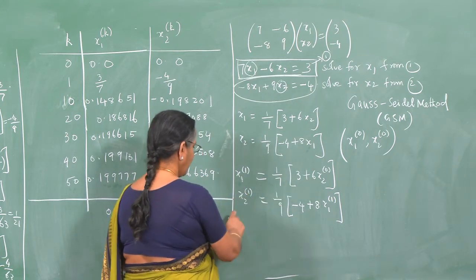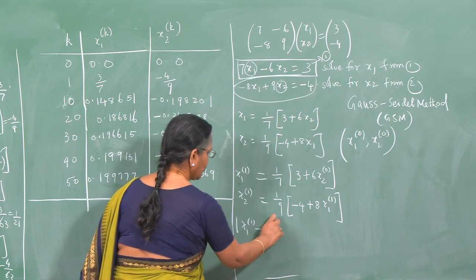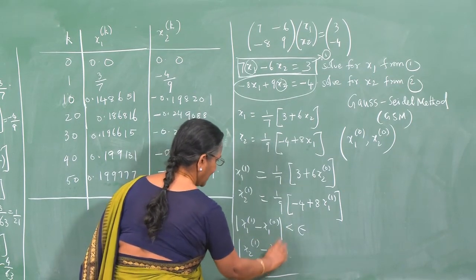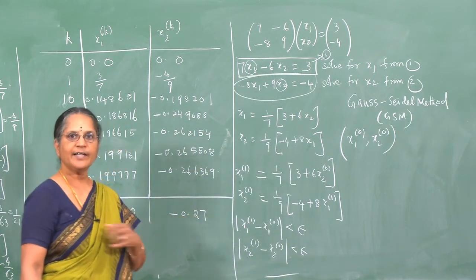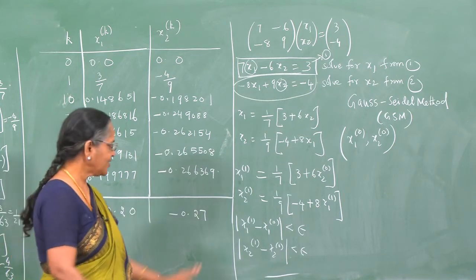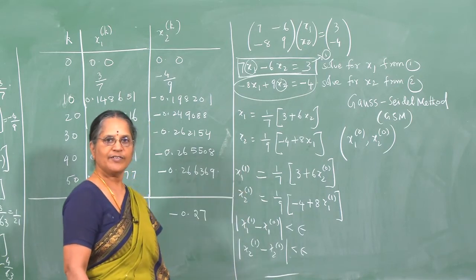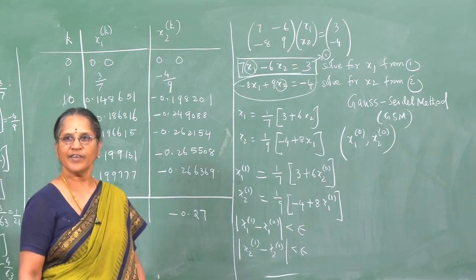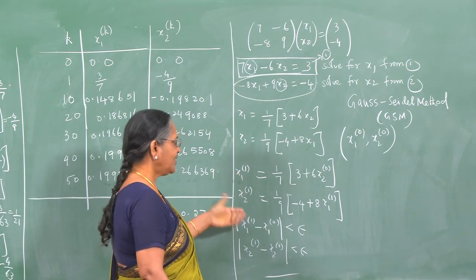And then you have to check what is the difference between x1 1 minus x1 0 in absolute value and x2 1 minus x2 0 in absolute value. If they satisfy the desired condition for accuracy, then stop your computations and call x1 1, x2 1 the solution of the problem; otherwise continue your computations till the desired degree of accuracy is obtained. So, let us work out the details for this problem.